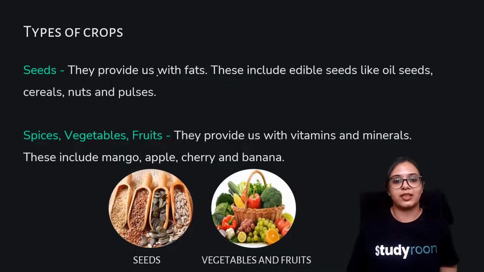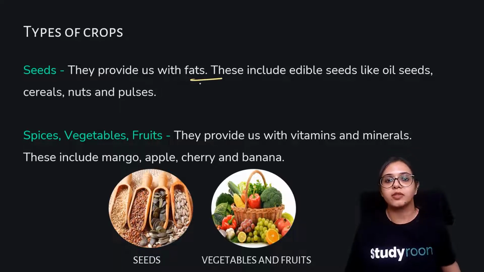Then you're getting fats from seeds. So apart from proteins and carbohydrates, you know that fats are also very essential for our total body composition to sustain. So seeds provide us with fat, and these include edible seeds like oil seeds, cereals, nuts, and pulses.